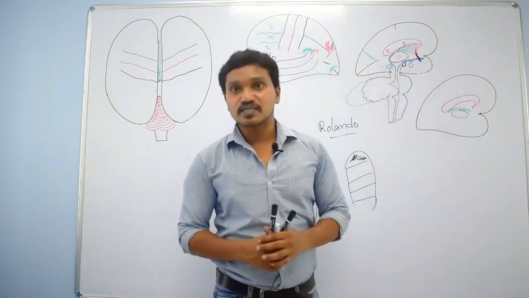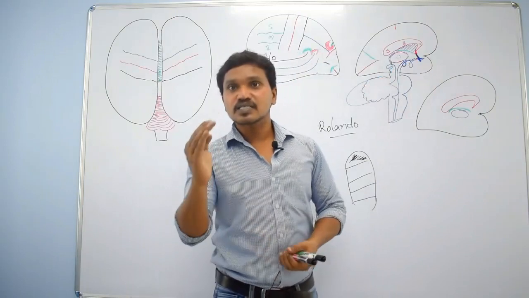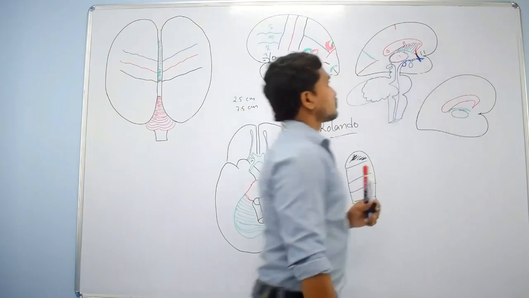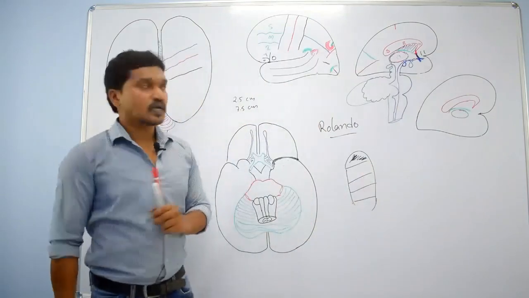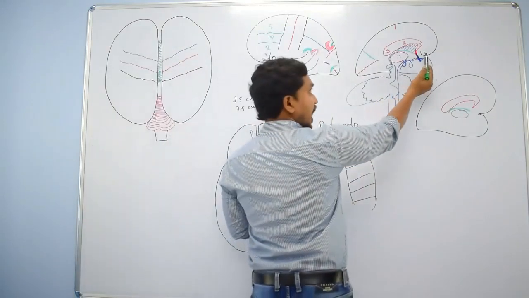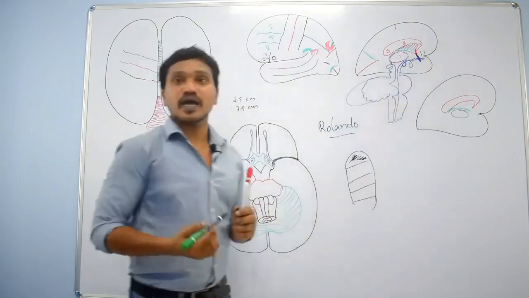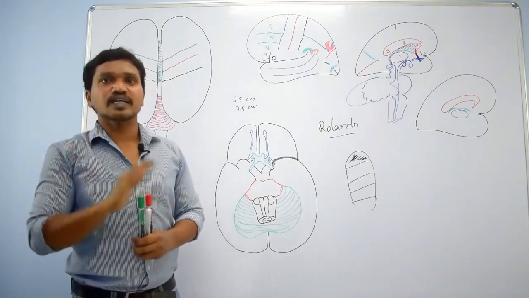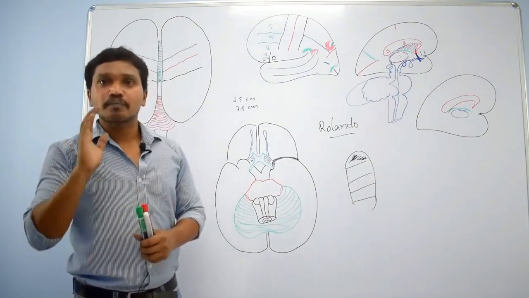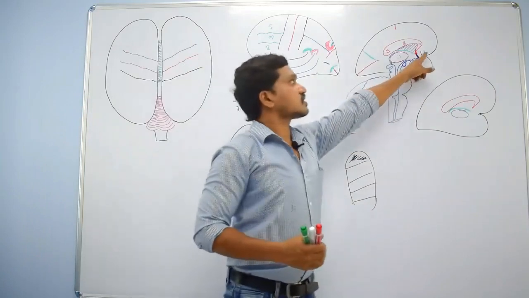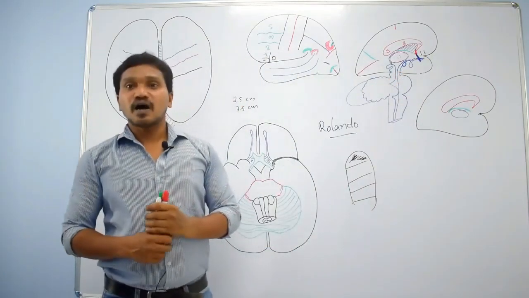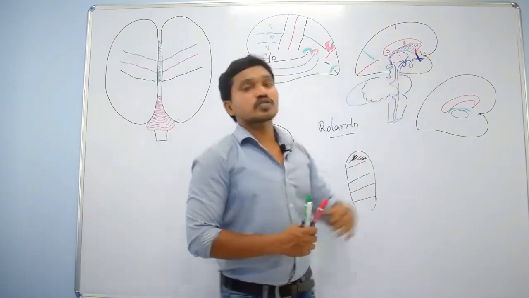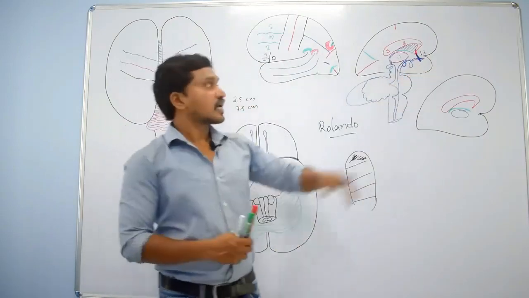Lamina terminalis. Just in front of the lamina terminalis, you can observe two sulci. What are these two sulci? Anterior and posterior para-olfactory sulcus. This is one and this is another. In between these two, the anterior and posterior para-olfactory sulcus, a gyrus will be there.